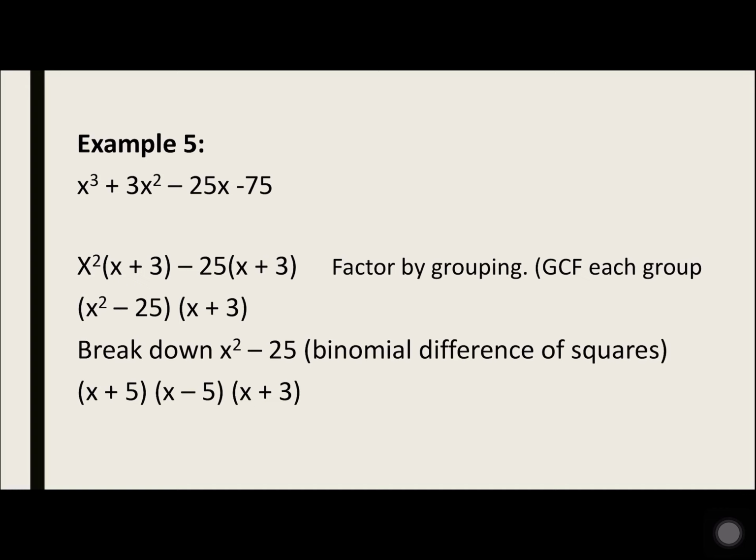So now you're going to break down the x squared minus 25 because it's a binomial difference of squares. X squared minus 25 is x plus 5 times x minus 5. So our whole answer is x plus 5, x minus 5 times x plus 3. That's the end.